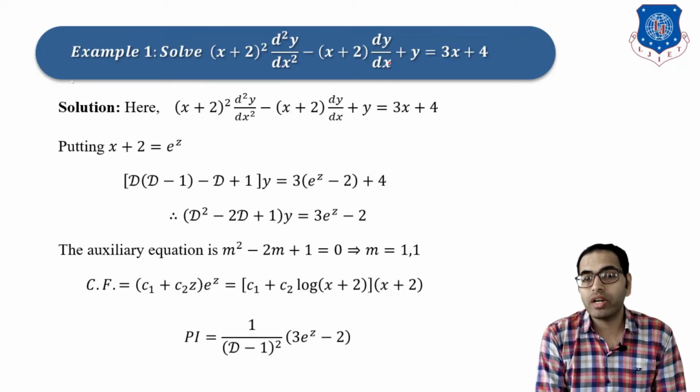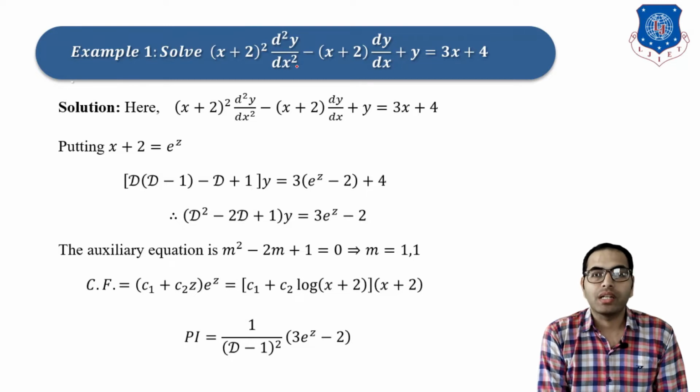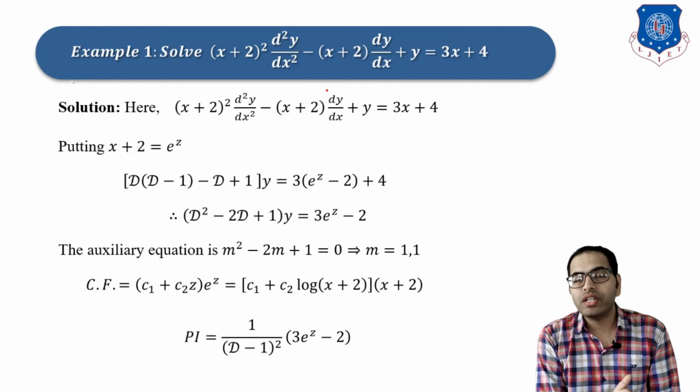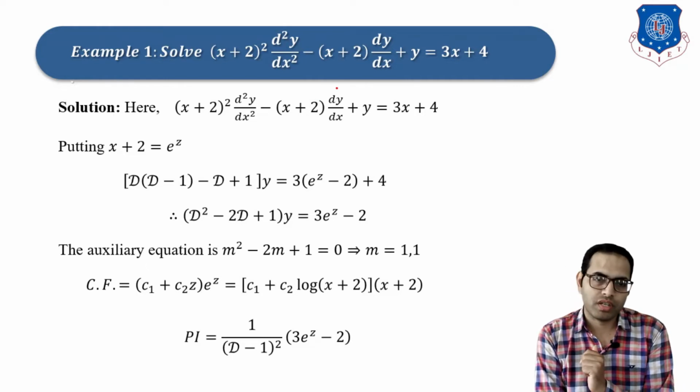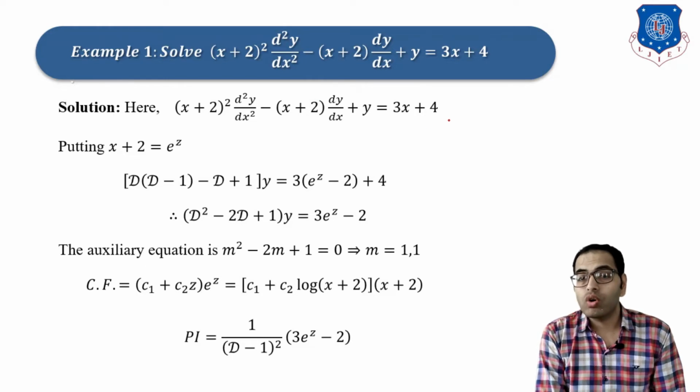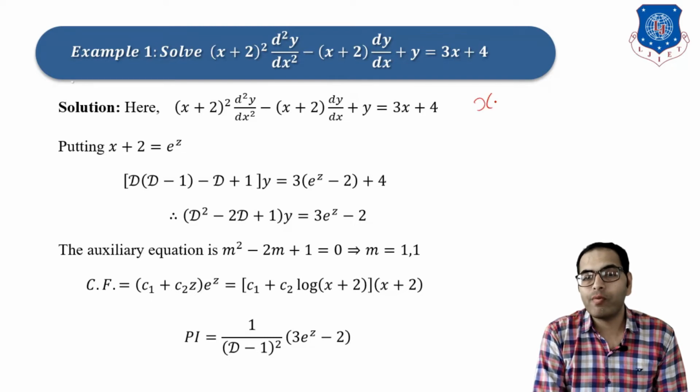Here the first order derivative term, y dash, is multiplied with (x+2), and y double dash is multiplied with (x+2) whole square. That's why we can say that the given differential equation is a Legendre linear differential equation. For that, what do we have to do? Obviously, for such kind of example, we assume x + 2 = e^z.